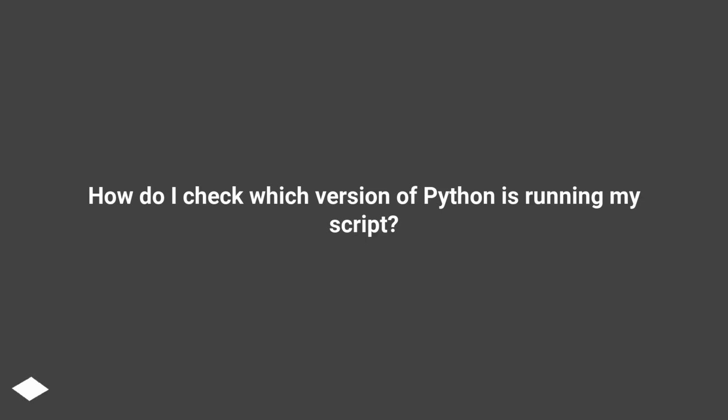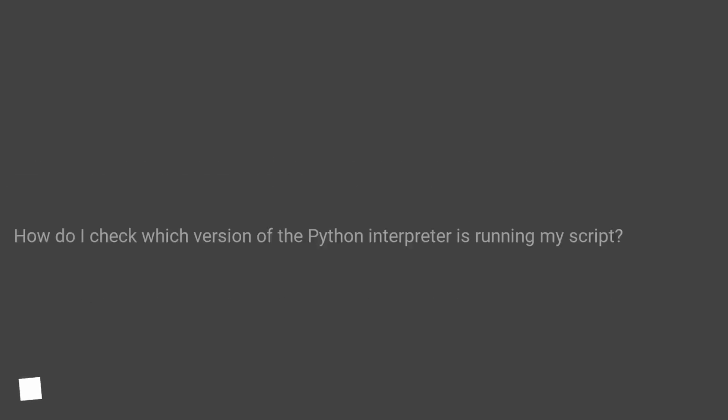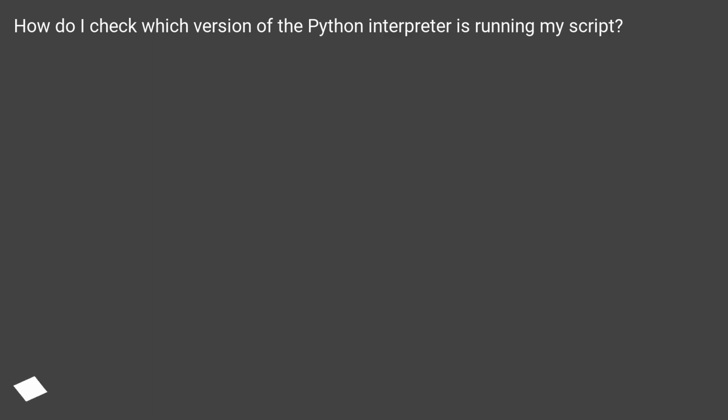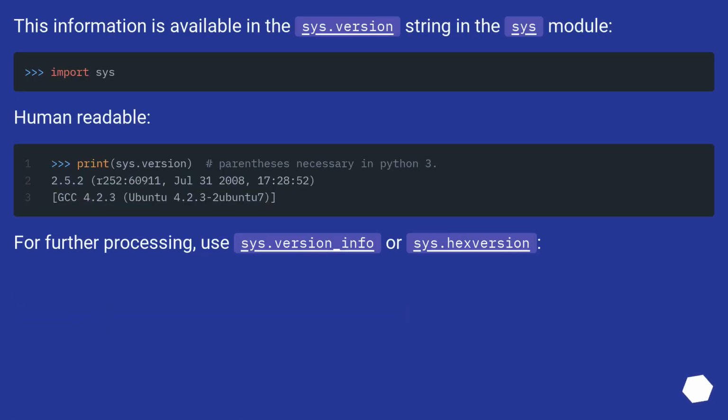How do I check which version of the Python interpreter is running my script? This information is available in the sys.version string in the sys module. Human readable. For further processing, use sys.version_info or sys.hexversion.